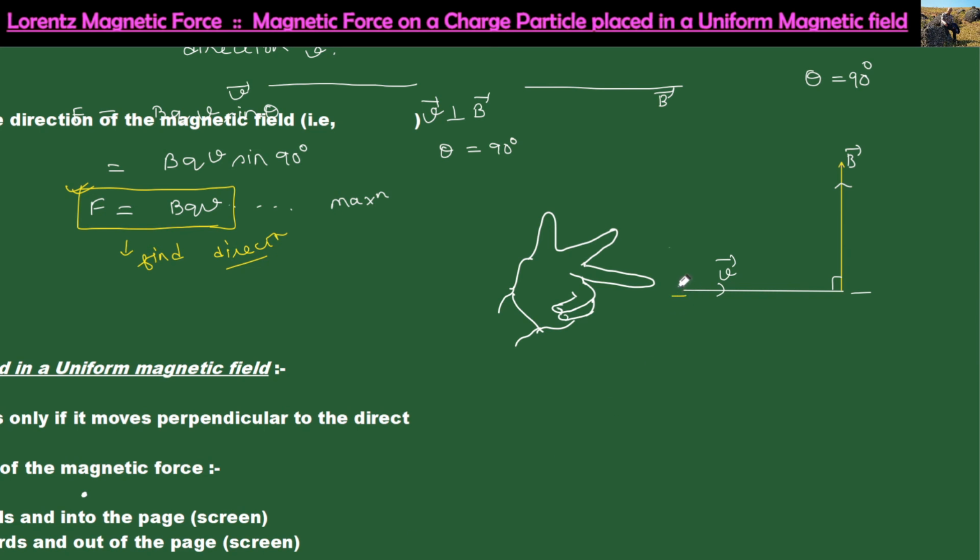For the positive charge particle, you use your Fleming's left hand rule. Your Fleming's left hand rule states that you outstretch your fingers in such a way that the thumb indicates the direction.